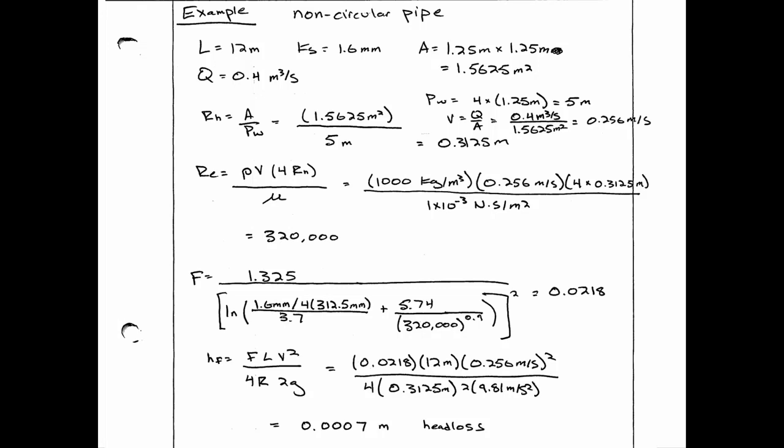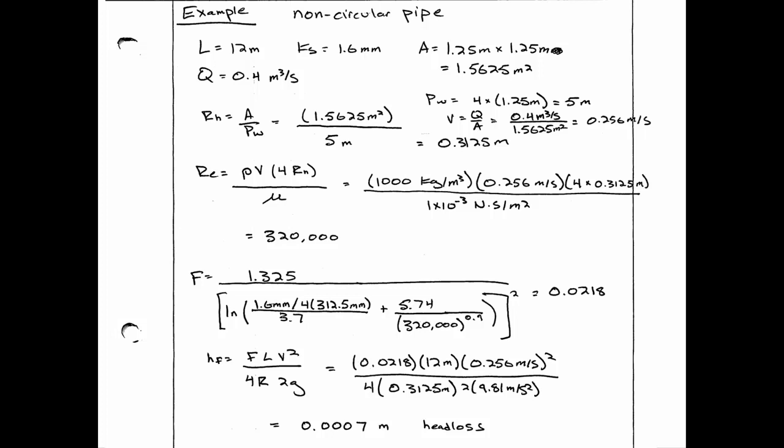Using Q divided by A, we find the velocity is 0.256 meters per second. Substituting into the modified formula for the Reynolds number. Now here I'm writing the Reynolds number in terms of absolute viscosity and density. We can also do it in terms of kinematic viscosity. But the Reynolds number is 320,000.